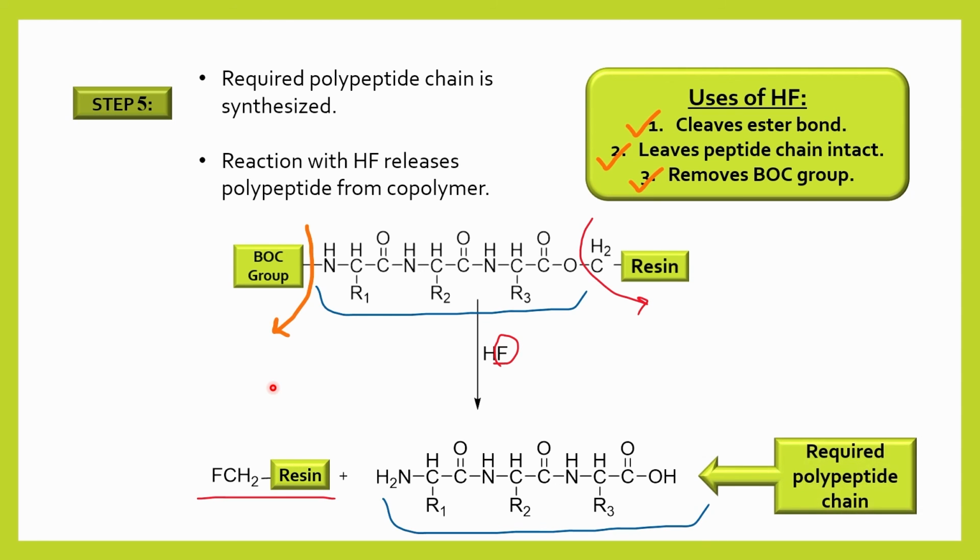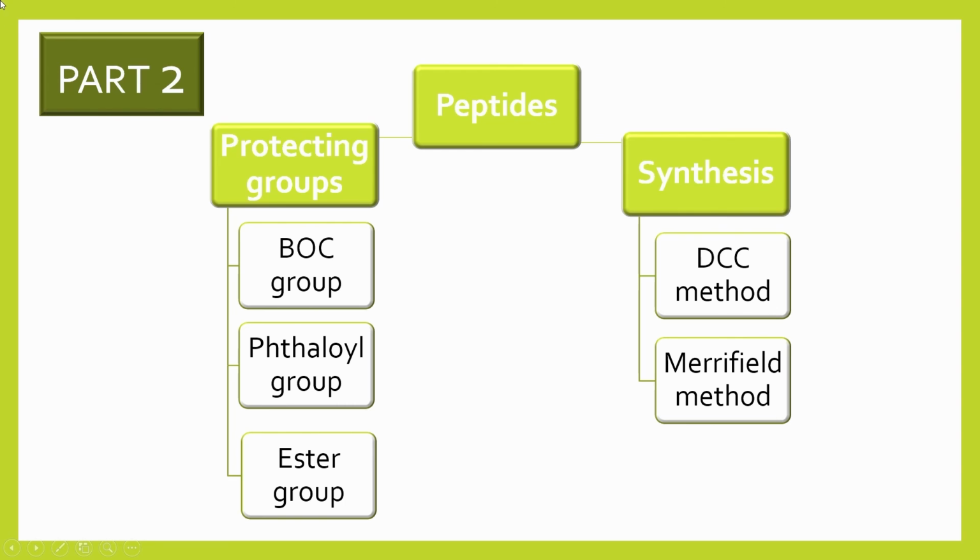So this is how we use Merrifield solid phase polypeptide synthesis to make our peptide chain. We can repeat these steps to make any length of peptide chain that we want. So that was all in part 2 of our lecture on peptides. Let's have a quick recap of what all we did.